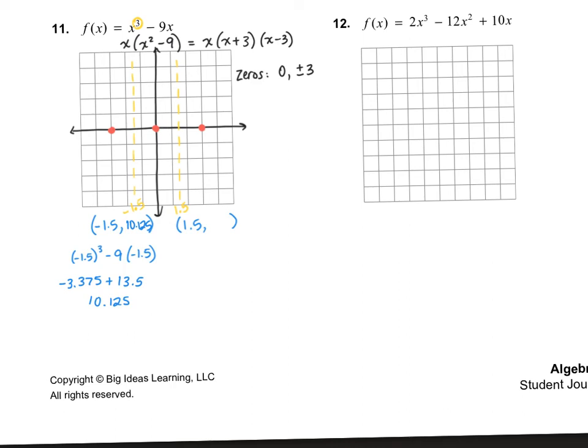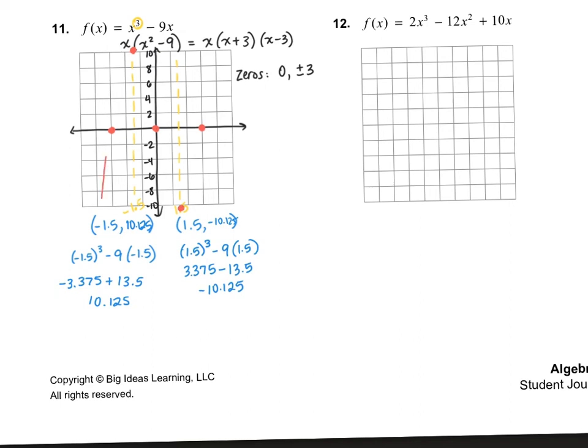My graph is not quite big enough, so I need to count by 2's on my y-axis. And now I can graph negative 1.5 comma 10.125, which is just about there. Now I'm going to plug in positive 1.5 and see what I get. And I end up getting negative 10.125, so that means that this vertex is just under that 10 mark there.